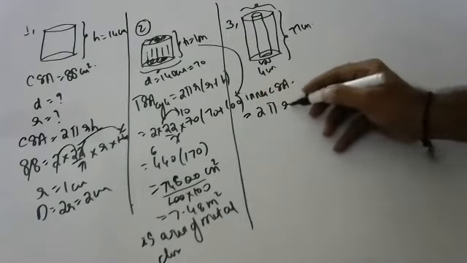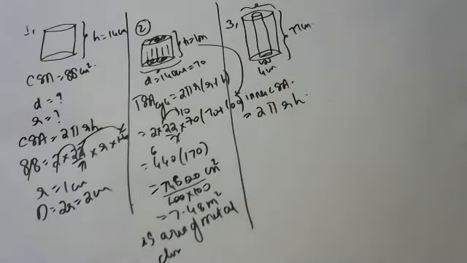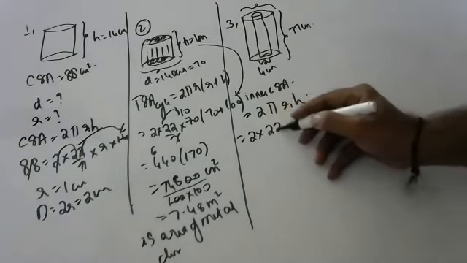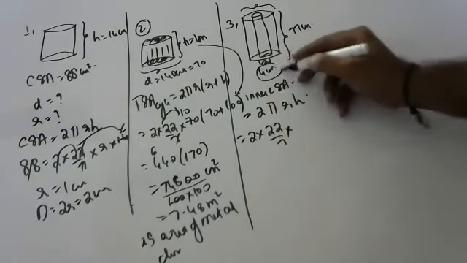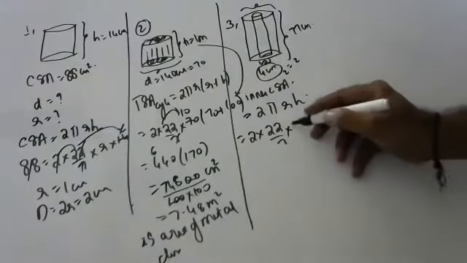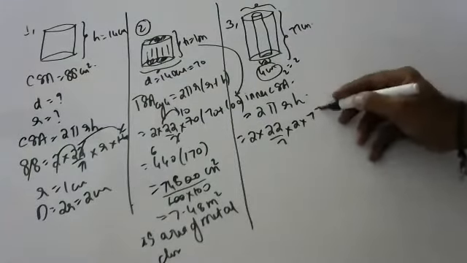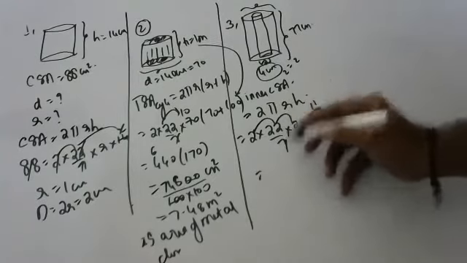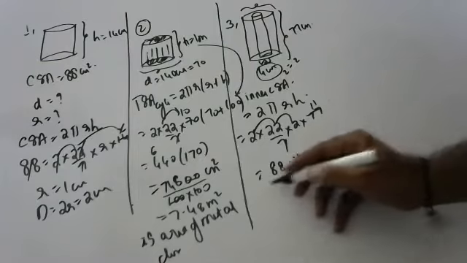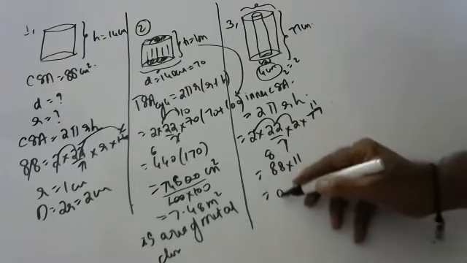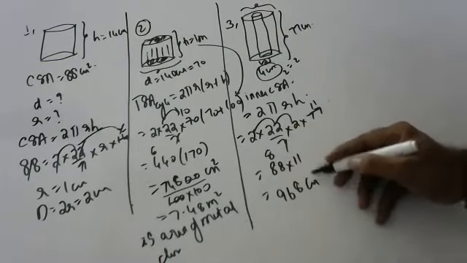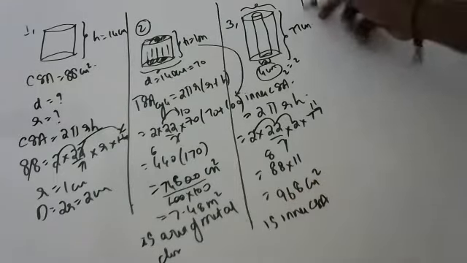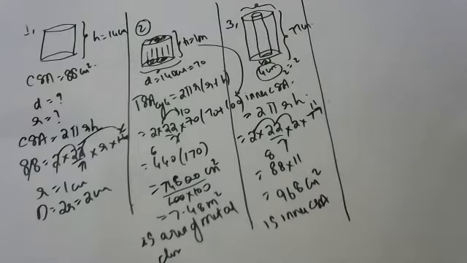The inner CSA is 2 pi small r h. Srihita, tell the substitution. 2 into 22 by 7 into 2, since 4 by 2 is 2, into 77. So 7 elevens are 77, and 88 into 11 is 968 centimeters square. This is the inner CSA. Next.